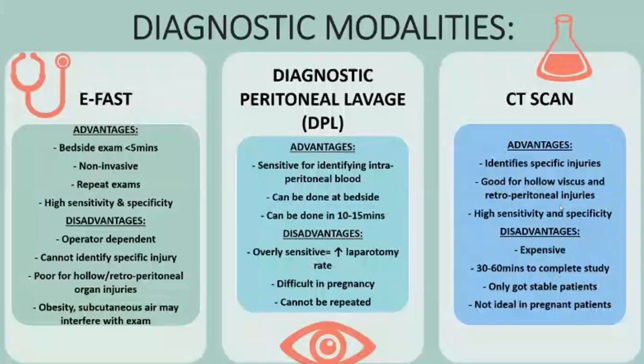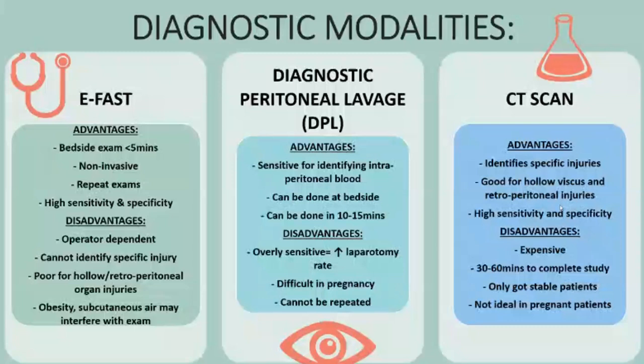Diagnostic peritoneal lavage: the advantages are that it's sensitive for identifying intraperitoneal blood, because obviously you get an aspirate back and you can confirm that the fluid is specifically blood. It can be done at the bedside, in 10 to 15 minutes. The massive disadvantages are that it's overly sensitive and there's an increased laparotomy rate. It's difficult in pregnancy and it cannot be repeated. And obviously it's quite an invasive procedure.